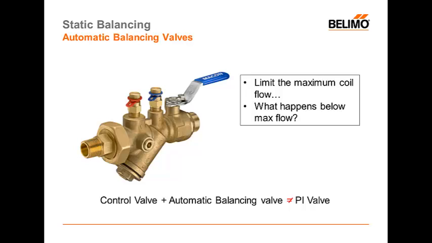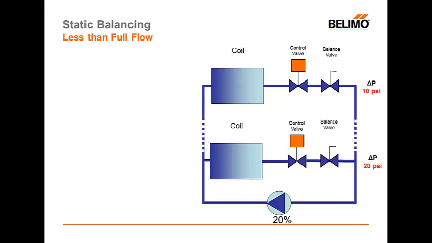If you put a standard pressure dependent control valve with an automatic balancing valve, you are pressure independent when the valve is closed or fully open and nowhere in between. And so if you are in a modulating application, a control valve plus an automatic balancing valve is not equivalent to a PI valve. Let's go back to our system now and turn everything down to 20%.